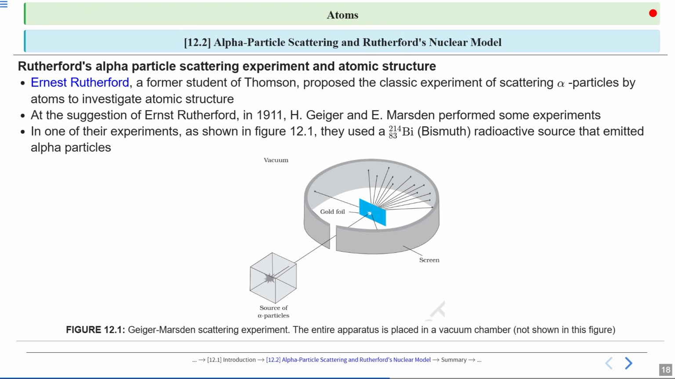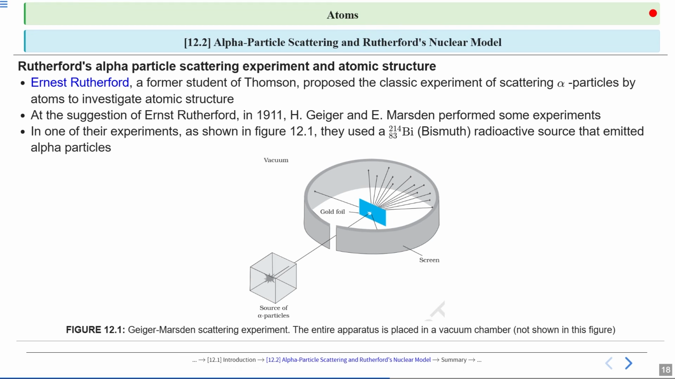Okay, so figure 12.1, the setup involved directing these alpha particles at a thin gold foil and detecting how they scatter. The entire apparatus was placed in a vacuum chamber to prevent air molecules from interfering. This experiment provided the evidence that led to the nuclear model of the atom, which we will discuss in detail next. So you can see in figure 12.1, that is the Geiger-Marsden scattering experiment. The entire apparatus is in the vacuum chamber.